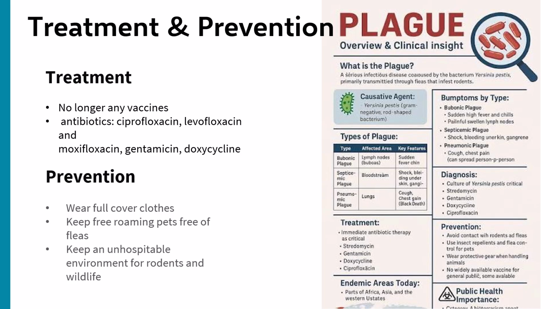The main thing for preventing the plague is to protect yourself from flea bites. So you'll want to wear full cover clothing, especially if you know that you're going to be somewhere where there are fleas. You want to keep free roaming pets free of fleas, which means you want to make sure they're getting their flea shots, especially if you're in an area that's ever had an outbreak of the plague.